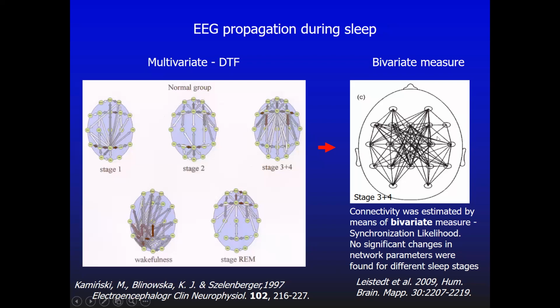Now, for comparison, we have the picture of connections also in stage 3 plus 4, in the same work, where the connectivity was estimated by a different measure, synchronization likelihood, but it's not important. No significant changes in network parameters were found for different sleep stages, which is contrary to what we have observed several years earlier.